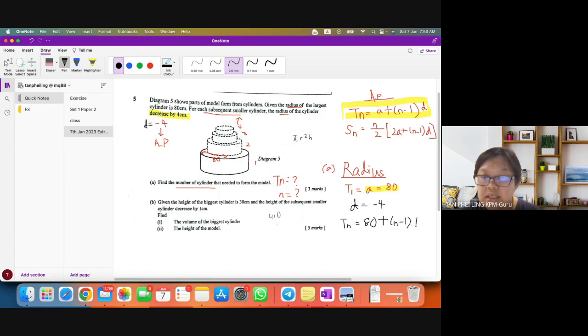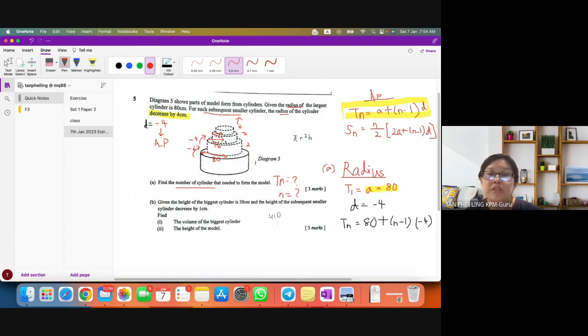But this is not sufficient to help us. Why? Because it doesn't help us find out what our N is. We are short of another clue. So you must start to think. When this one is 80, minus 4, the radius will be 76. Am I right? Because 80 minus 4 is 76. Then another one will be 72, because it keeps minus 4, minus 4. Am I right? So it keeps minus 4.